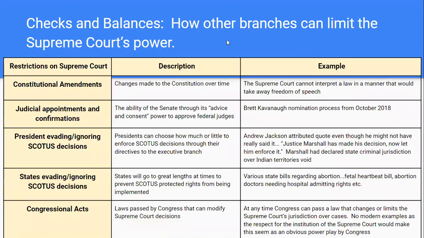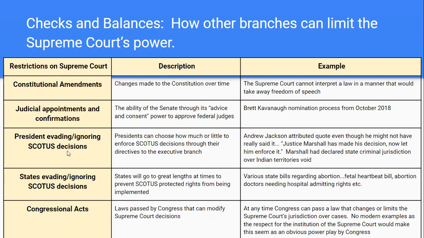All right. How other branches can limit the Supreme Court's power? Constitutional amendments. So we know that the Supreme Court is responsible for interpreting the Constitution. Constitutional amendments can be proposed by Congress. So Congress can propose constitutional amendments to make changes to the Constitution, which would then change the interpretation of the Supreme Court's power, right? Judicial appointments and confirmations. We know that judicial appointments are made by the president, and he often looks for like-minded people, and the confirmations come from majority vote from the Senate in order to approve those.